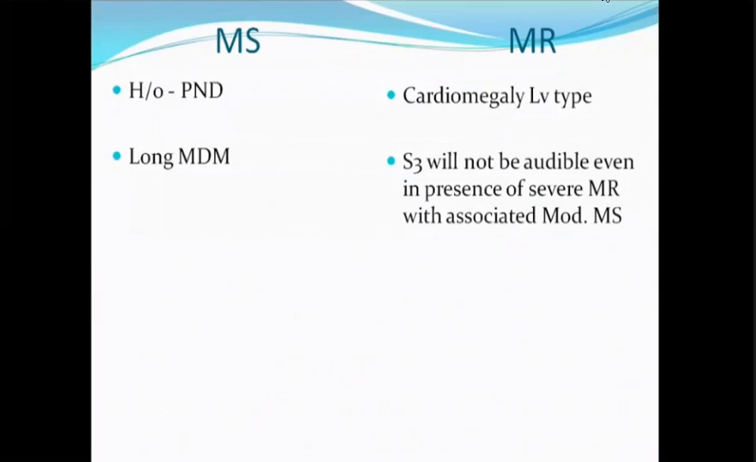And in MR, if cardiomegaly of left ventricle type is there, then we can say MR is more predominant over mitral stenosis, because in mitral stenosis we can't get cardiomegaly. And third heart sound will not be audible even in presence of severe MR if it is associated with at least moderate to severe mitral stenosis.